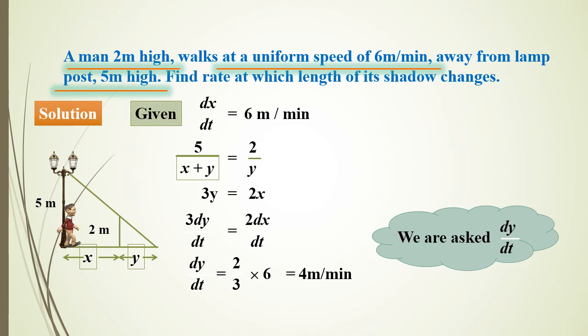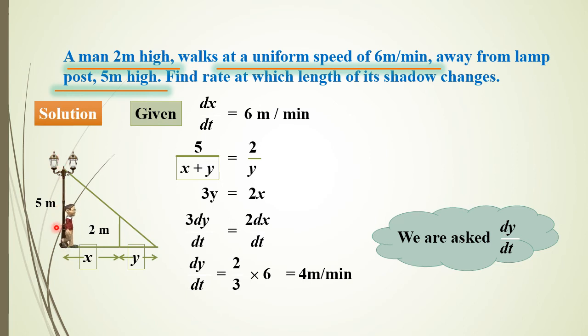In this problem, the height of the person is 2 meters. Assume that he is standing here and moving away from the lamp post. Next, he is walking at a uniform speed of 6 meters per minute, and the height of the lamp post is 5 meters.